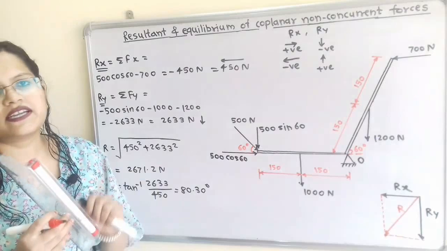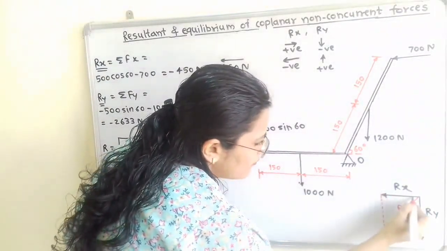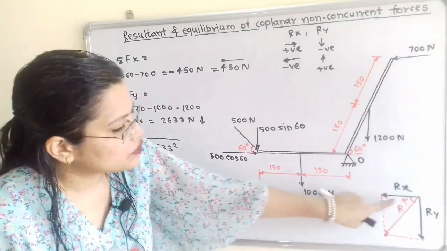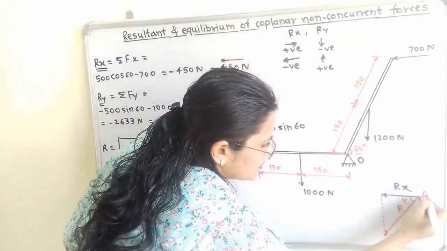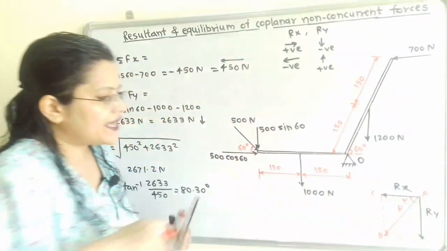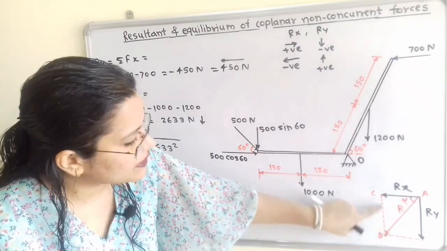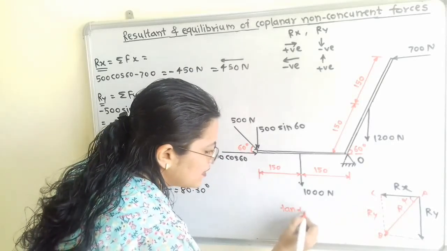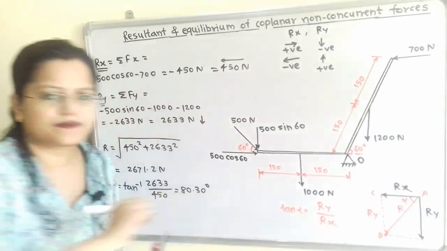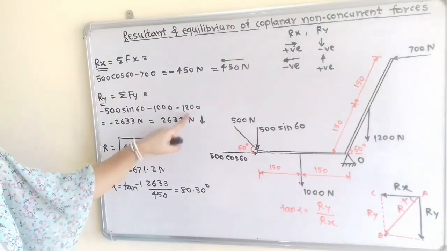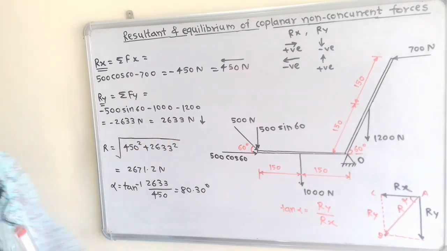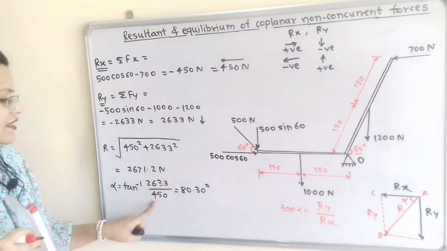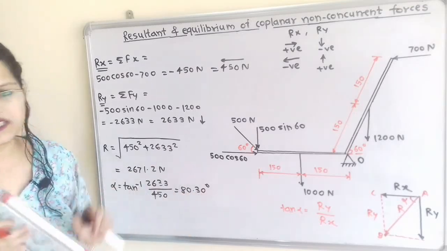Now how to find the direction? We will find the angle alpha between this R and Rx. So if I draw alpha here, how to find alpha? We can say that here is the triangle. I will say here are points A, B and C. In triangle ABC, tan of alpha is equal to, now this vertical line magnitude is equal to Ry. So tan alpha is equal to Ry divided by Rx. Ry we have calculated, we consider magnitude only, 2633 divided by Rx, 450. So alpha is equal to tan inverse of 2633 by 450, which is equal to 80.30 degrees.